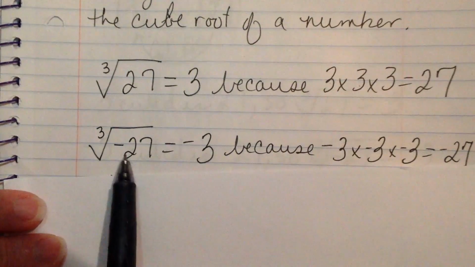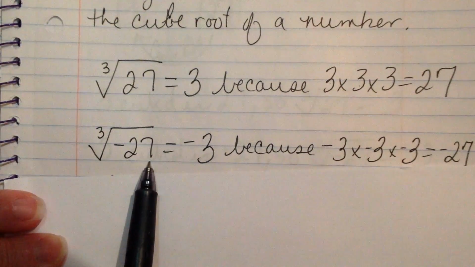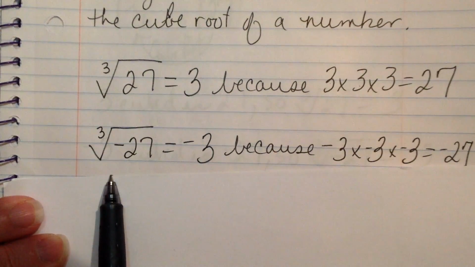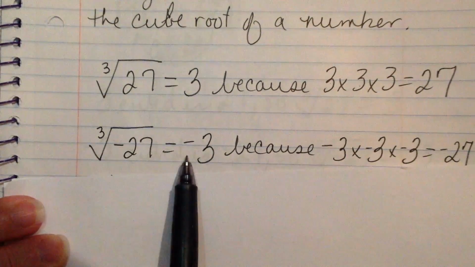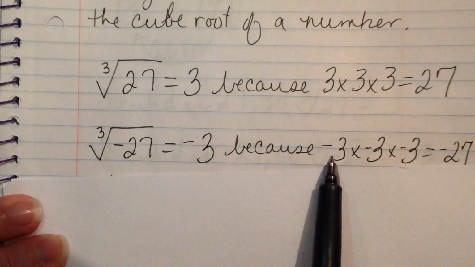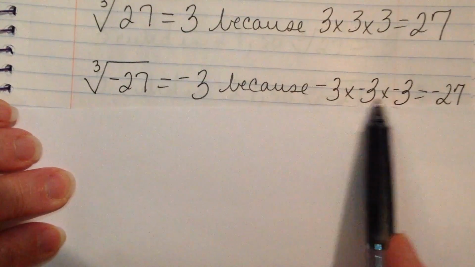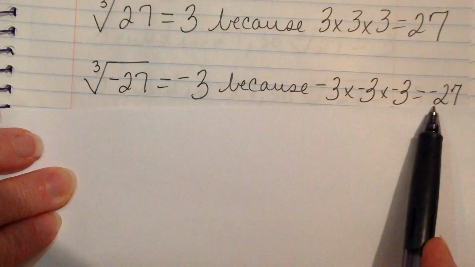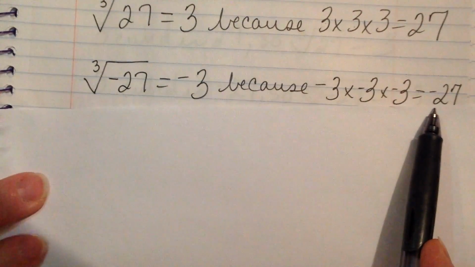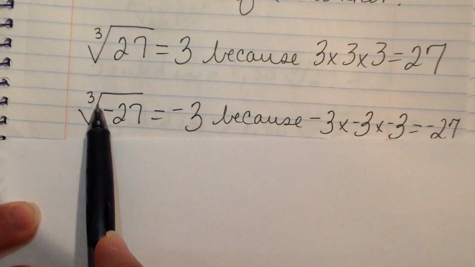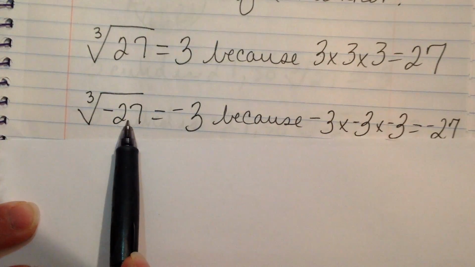The cube root of negative 27. Is there a number times itself 3 times that will give you negative 27? It's negative 3, because negative 3 times negative 3 gives you 9, and 9 times negative 3 gives you negative 27. So you can take the cube root of a positive number and the cube root of a negative.